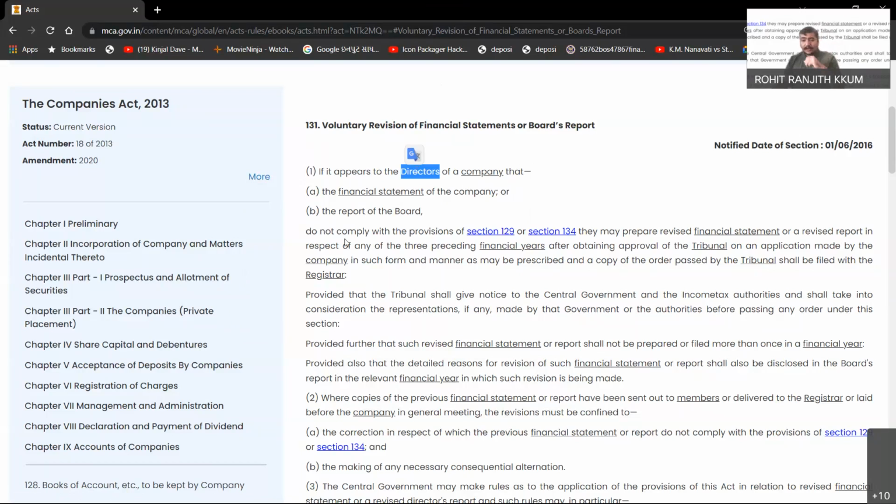The second kind of question they can ask is, for a maximum of how many years is revision possible? Here, only for 3 years. Any preceding 3 years would be fine. Are you getting me? It is not allowed to go above 3 years.